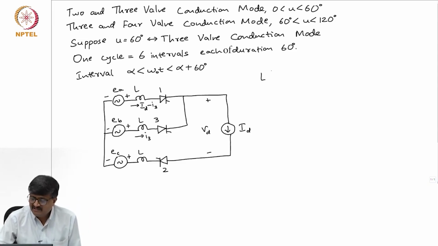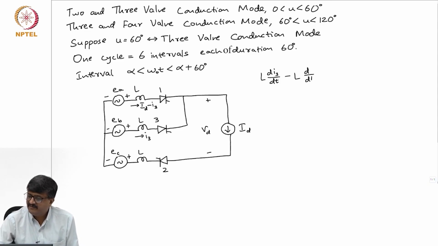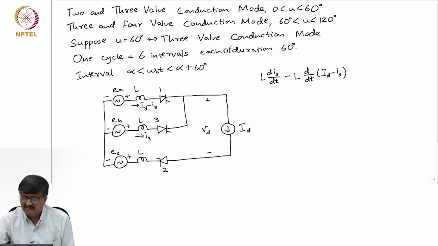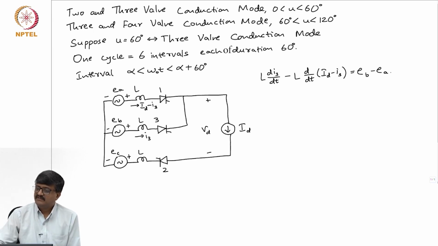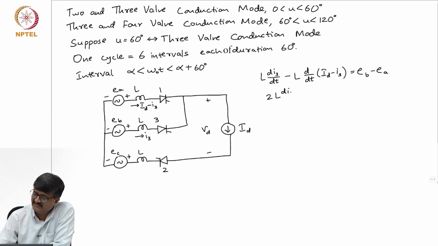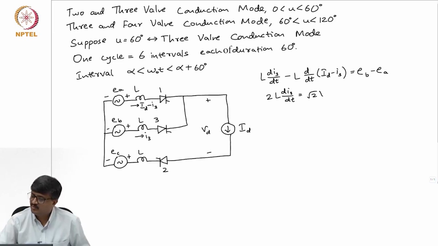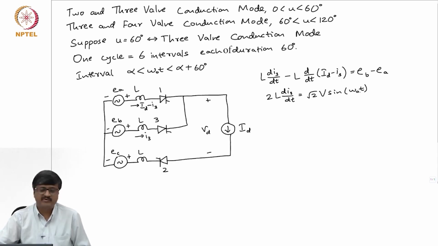By Kirchhoff's voltage law, I get L di3 by dt minus L d by dt of (ID minus I3) is equal to EB minus EA. Since ID is a constant, the left hand side is 2L di3 by dt, which is equal to EB minus EA, that is, root 2 V sine omega ot.